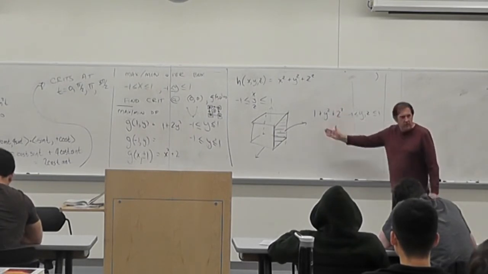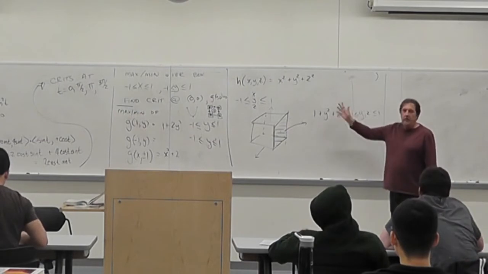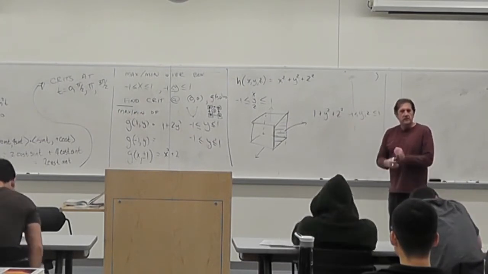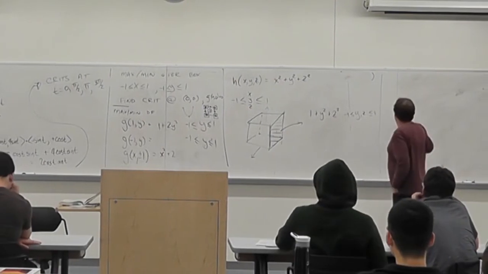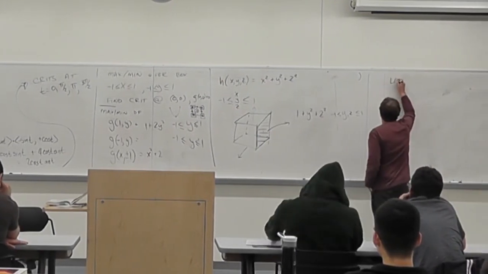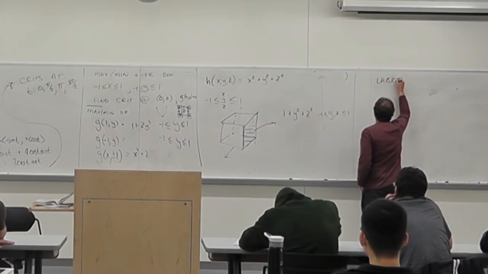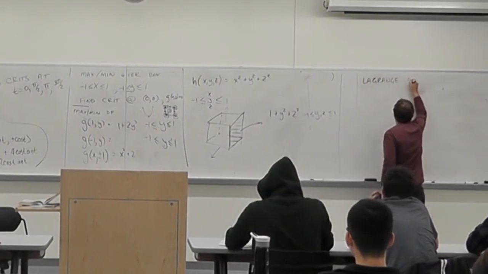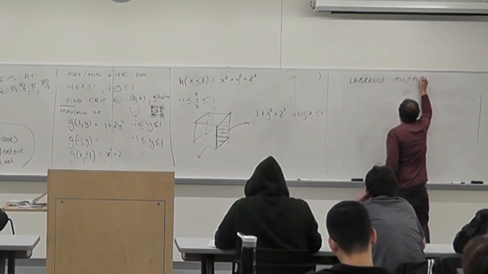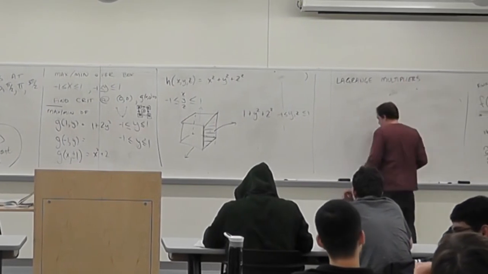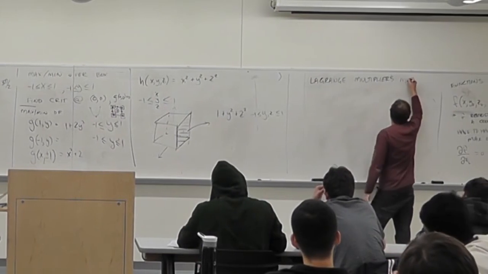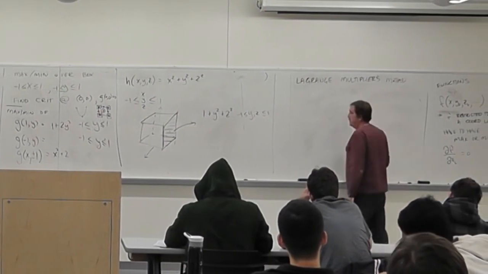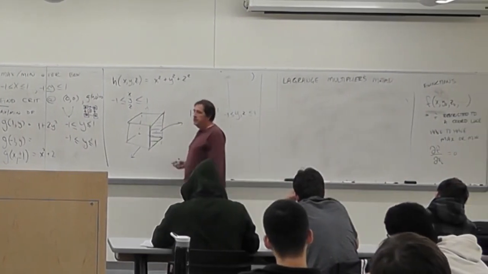So, if we can parameterize the boundary, then things get easier. It's more straightforward. So that's one choice. Another choice is this method of Lagrange multipliers, which I'll write down. But it really makes most sense by an example or two.